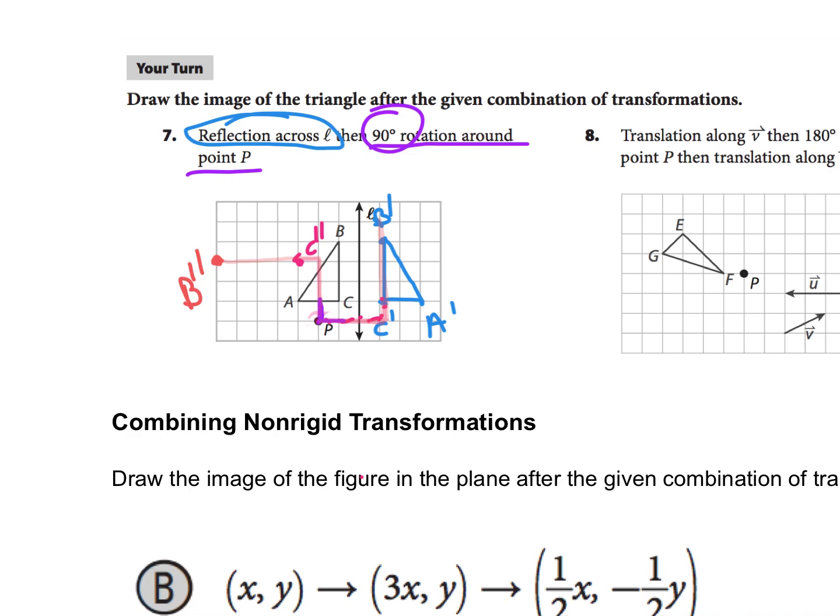C, or A, I mean, I'm going to go out 1, 2, 3, 4, 5, over 1. So I do the same thing here. Over 1, 2, 3, 4, 5, and 1, and my A double prime goes there. So that rotation movement is around point P instead of on the origin. We'll do number 8 in class.